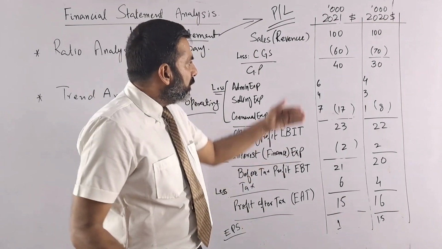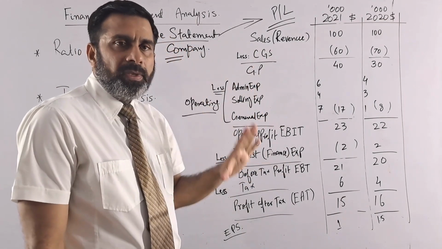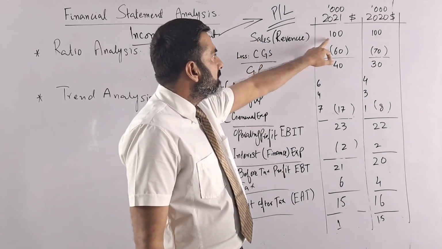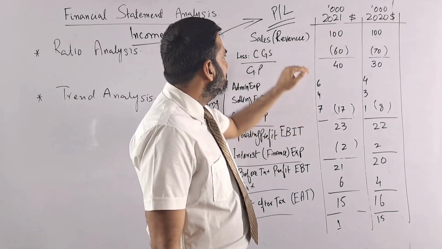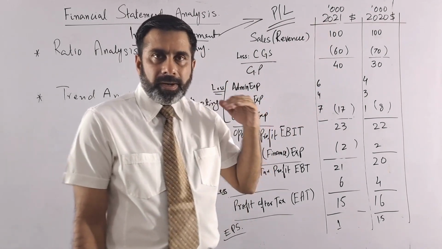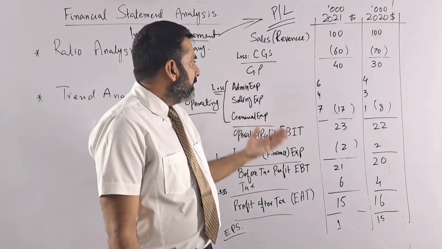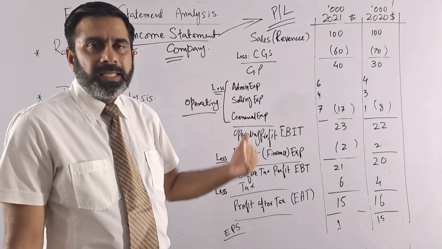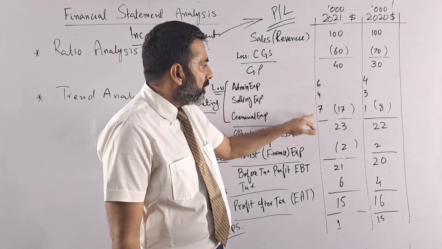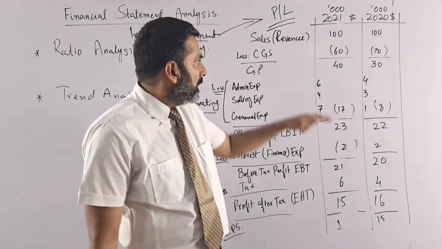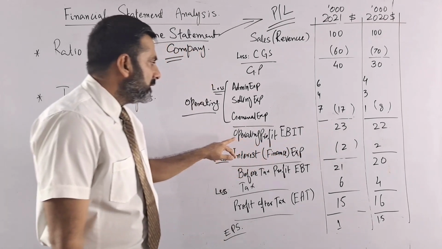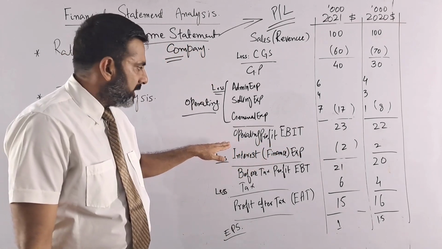Now let's look at the values. We are just assuming the values. The sale of this company is 100,000. Then the cost of goods sold is 60, so the gross profit, the gross income of the company, is 40. Then we have administrative, selling and marketing expenses, meaning most of the expenses are written here: 6, 4, 7, so the total is 17. From 40 we subtract 17, so we get 23. This is the operating profit, or the earning before interest and taxation.